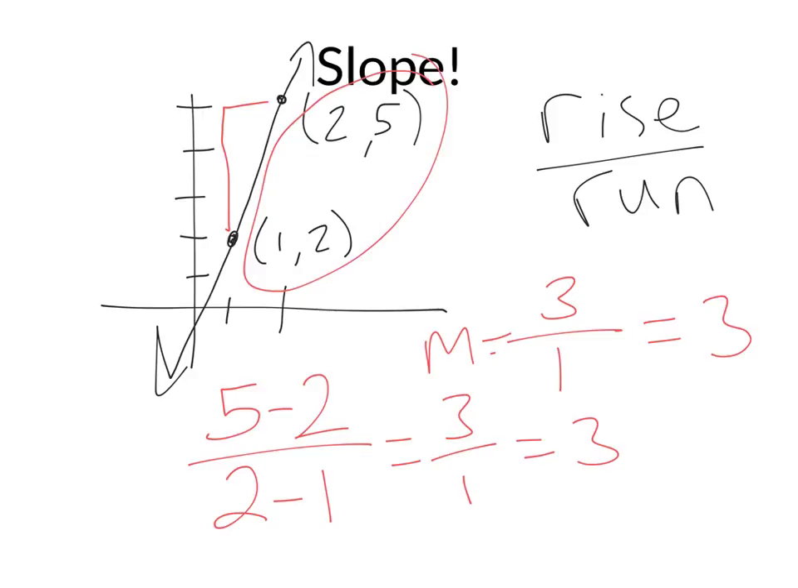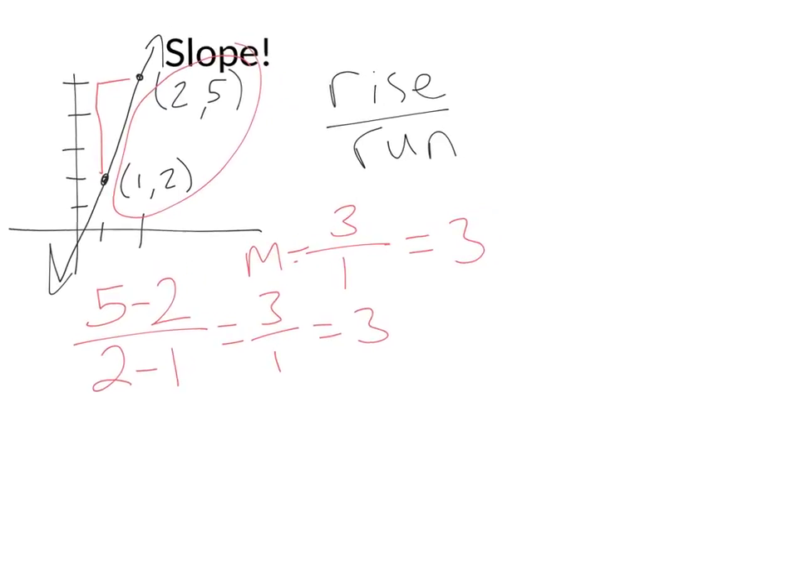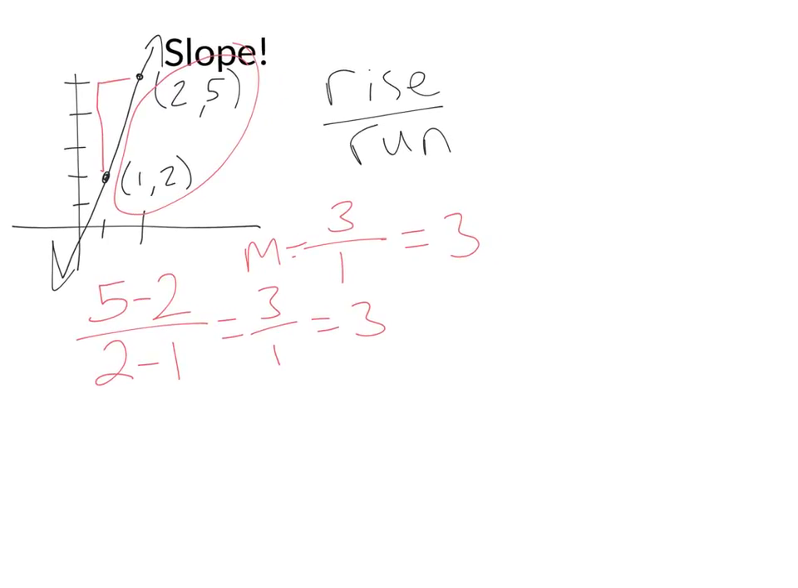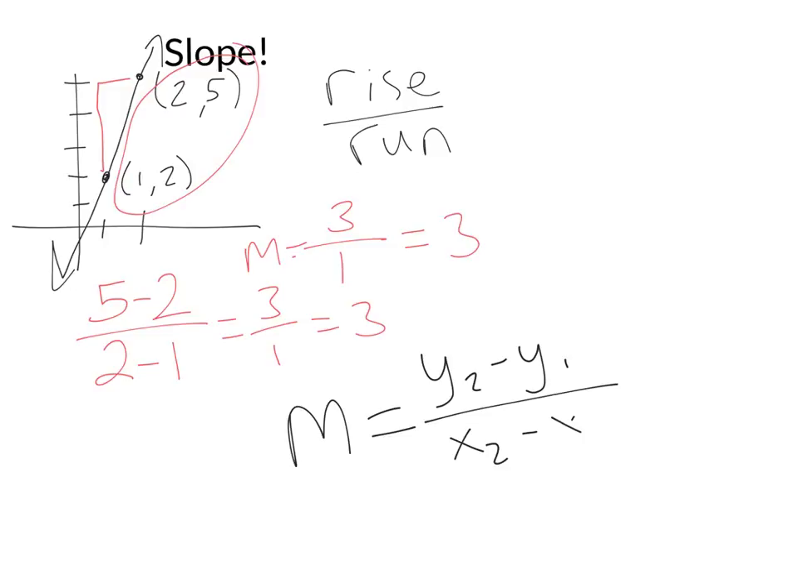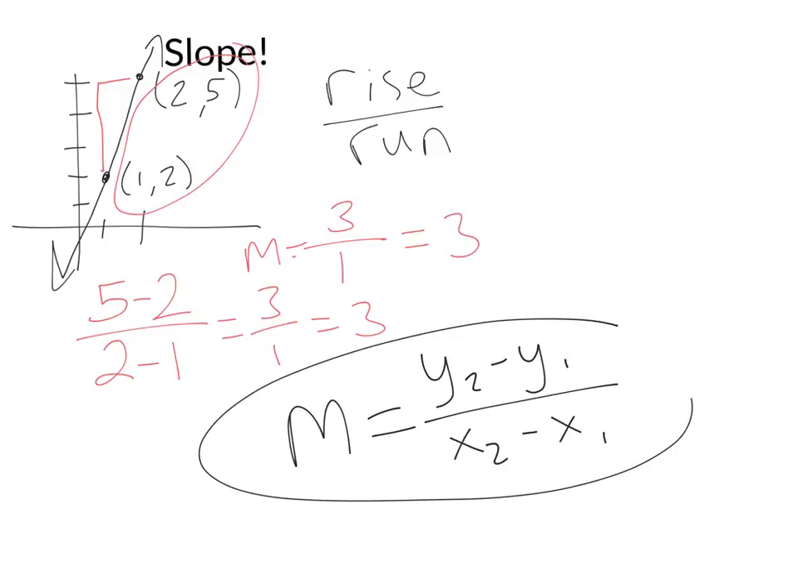I'll move some of this stuff out of the way. Let's see. Ooh, yeah, I can make it smaller. That's exciting. Okay. So my slope formula is y2 minus y1 over x2 minus x1. You may remember that from Algebra 1. But that is my slope formula. Sweet! Cool.